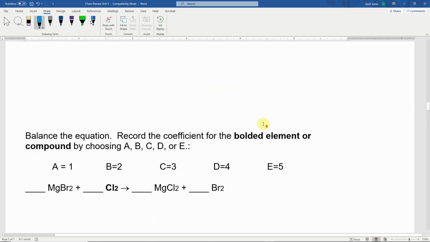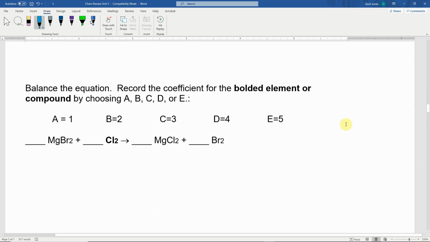Let's try another one. Do the same thing, write the whole thing on your paper, balance the entire equation, but here you're going to choose your answer choice based on what goes in front of chlorine. Remember, you cannot figure that out without balancing the whole equation.